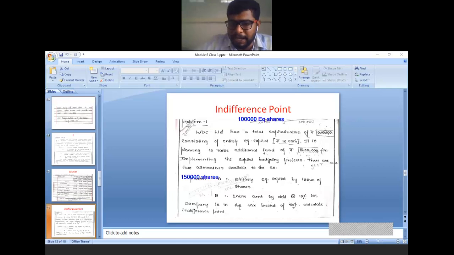Next, project B, entire amount by debt at 10% interest. So how much is the entire amount? 5 lakh rupees. 5 lakh rupees into 10% interest means how much is the debenture interest? 50,000 is the debenture interest. Can you tell me how much is the equity shares? Yeah, I want the answer now from the students. Tell me how much is the number of equity shares? Anybody? In plan B, how much is the number of equity shares?